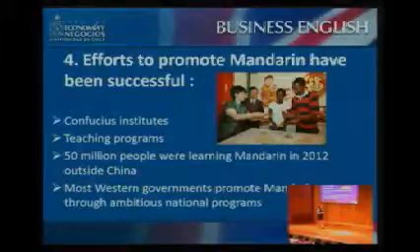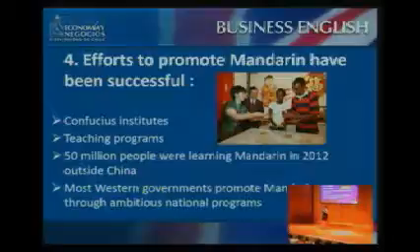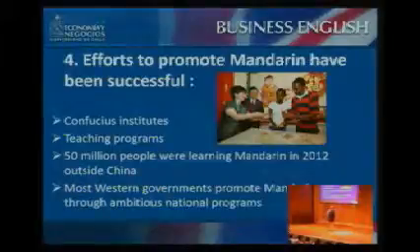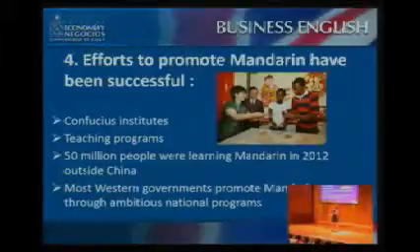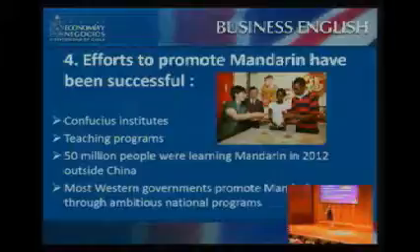Also, most Western governments promote Mandarin through ambitious national programs. I am from Portland, Oregon, in the US. And in my city, there is an elementary school where half the day they learn in English and half the day they learn in Mandarin. In my city, in the US. That's pretty crazy, right? I bet you there's schools here that teach Mandarin. I know for sure. That's kind of crazy.